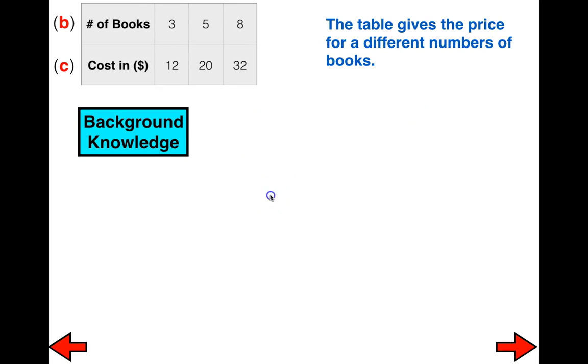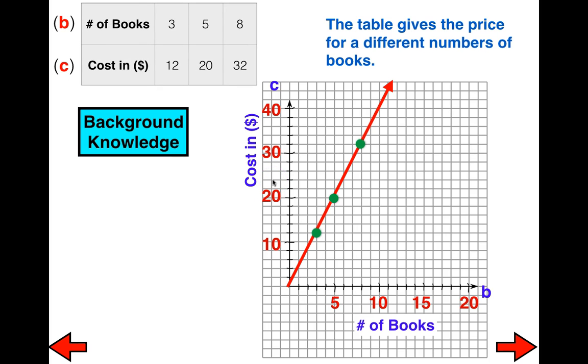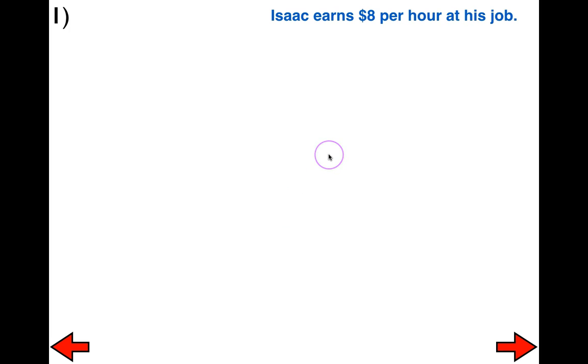We also talked about graphing and what that looks like. Here, we know that it's a proportional relationship. Why? Because it's linear and it goes through the origin. So let's go ahead and jump into our very first example. It says here, Isaac earns $8 per hour at his job.